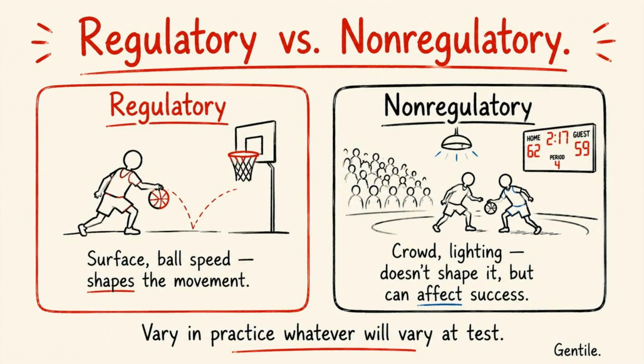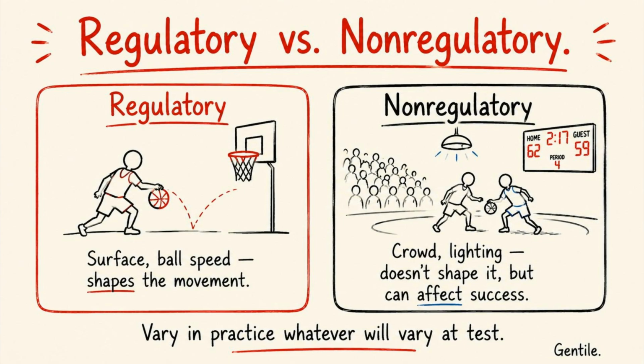To decide what to vary, you need a distinction from Gentile that we met early in the course, regulatory versus non-regulatory conditions. Regulatory conditions are the features of the environment that the movement must directly conform to. They regulate, they shape the movement itself. The surface you walk on is regulatory. You move differently on ice than on sand than on dry concrete. The speed and spin of an incoming serve is regulatory. It dictates how you swing. If you get the movement wrong relative to these, you fail.